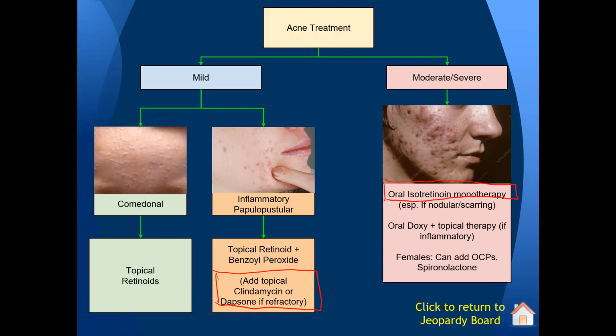If they're really bad inflammatory, not nodular, not scarring, you might be able to get by with a little bit of oral doxy and topical. And then in females, you can consider adding OCPs and spironolactone as well. So those are typical add-ons. But just remember, if it's that nodular, scarring, terrible acne, you're going to go straight to oral isotretinoin, because they can have scars from acne for the rest of their lives. So you want to be super aggressive.